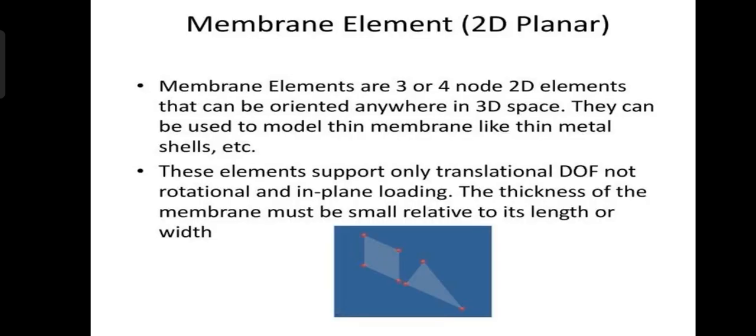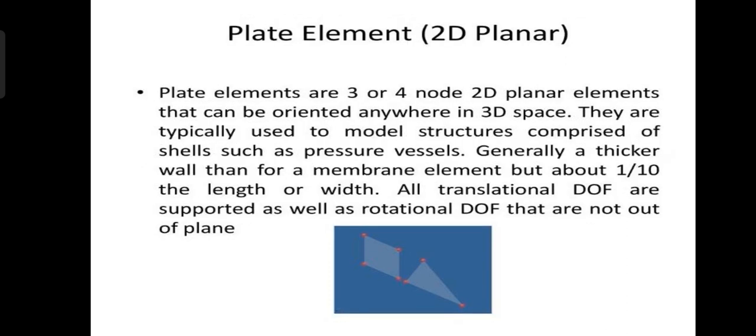Membrane element, 2D planar. Membrane elements are 3 or 4 node 2D elements that can be oriented anywhere in 3D space. They can be used to model thin membrane-like structures such as thin metal sheets. These elements support only translation DOF, not rotational, and in-plane loading. The thickness of the membrane must be small relative to its length or width.